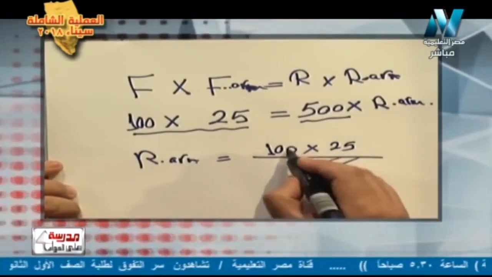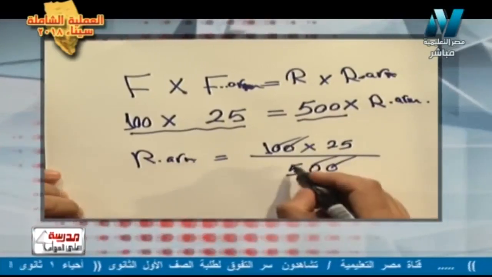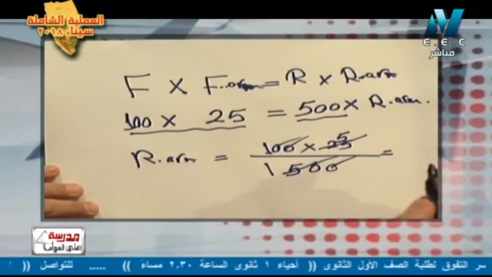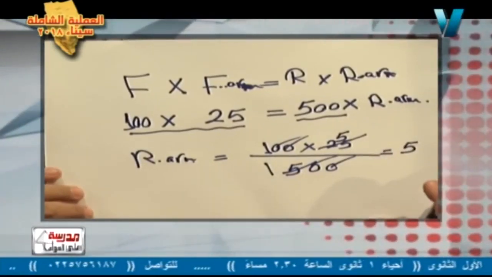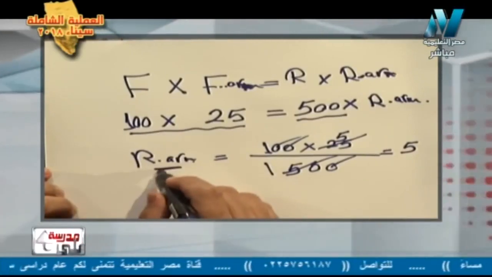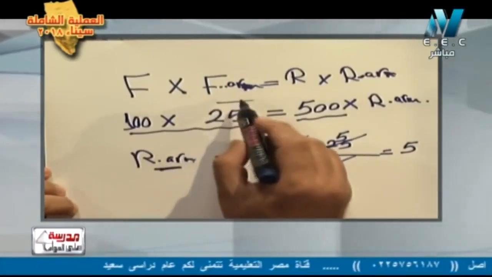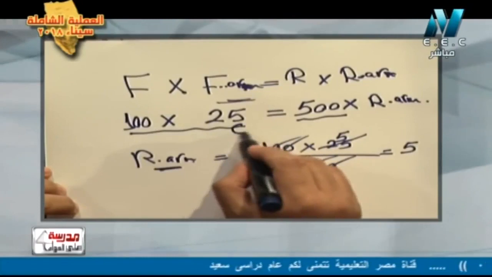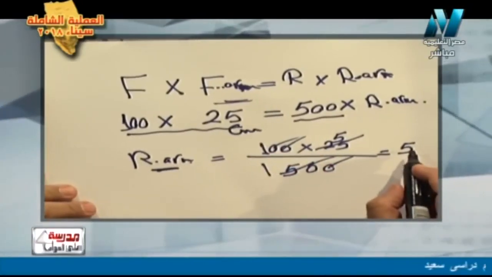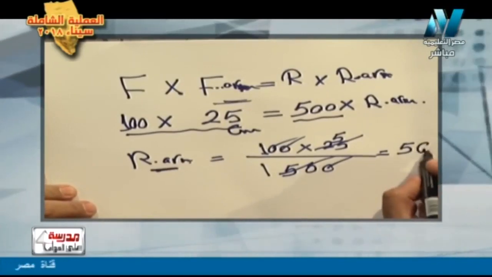We cancel the 2 zeros, or use the calculator, of course, as we're used to. Divide 5 equal 1, divide 5 equal 5. So they will be equal 5. 5 what? Let's go back to the problem. We agreed that the resistance arm has the same unit as the effort force arm. Effort force arm was 25 centimeter. So the resistance arm will be here 5 centimeter.